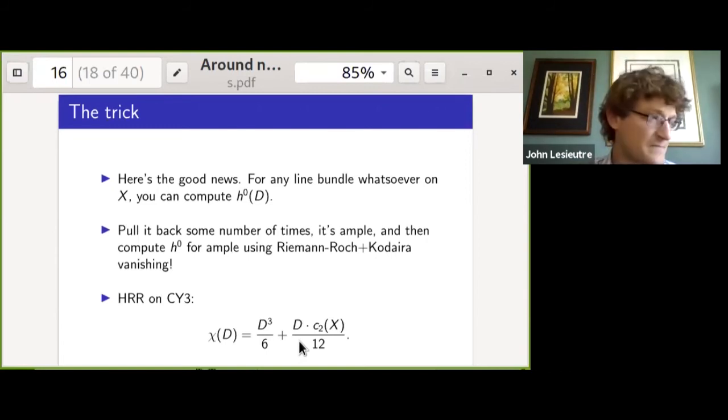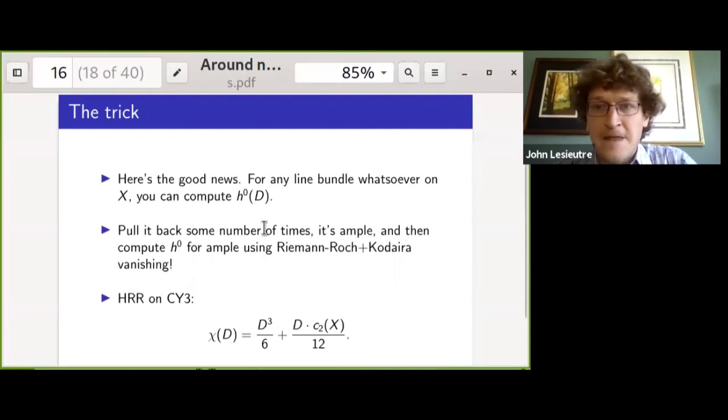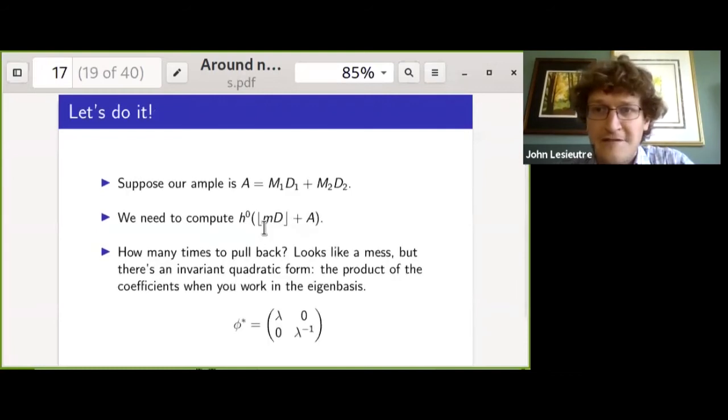All right, to do that in terms of m, there's still one thing we need to do, which is: in terms of m, how many times do you need to pull back MD1 plus A to get an ample? But in fact, even that is easy.